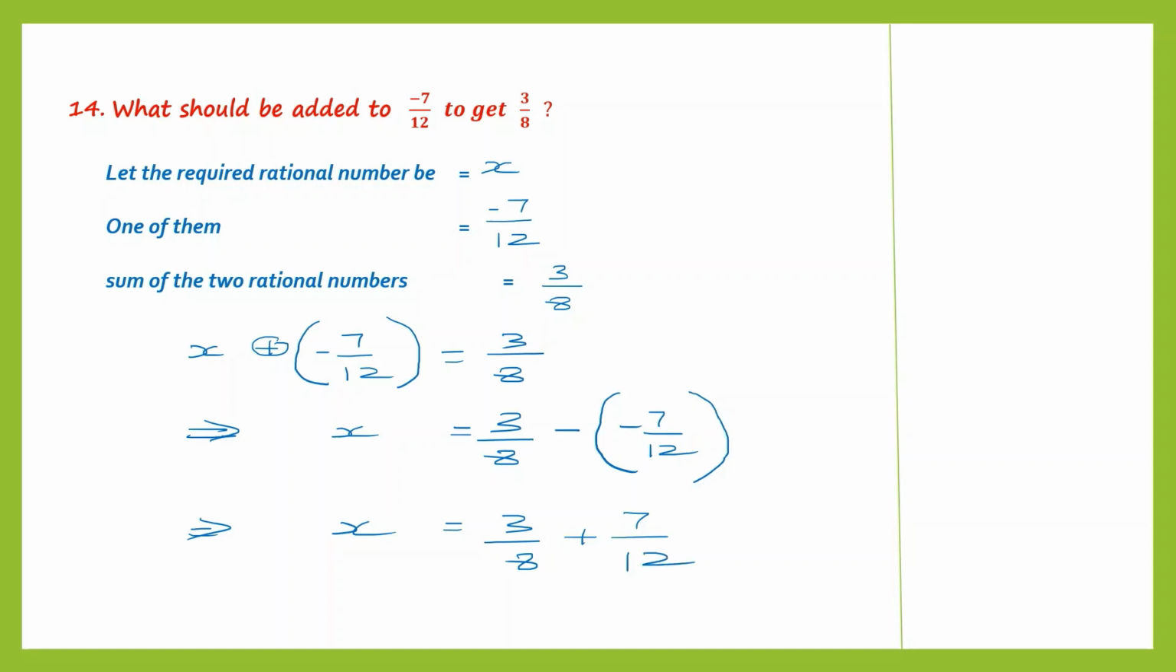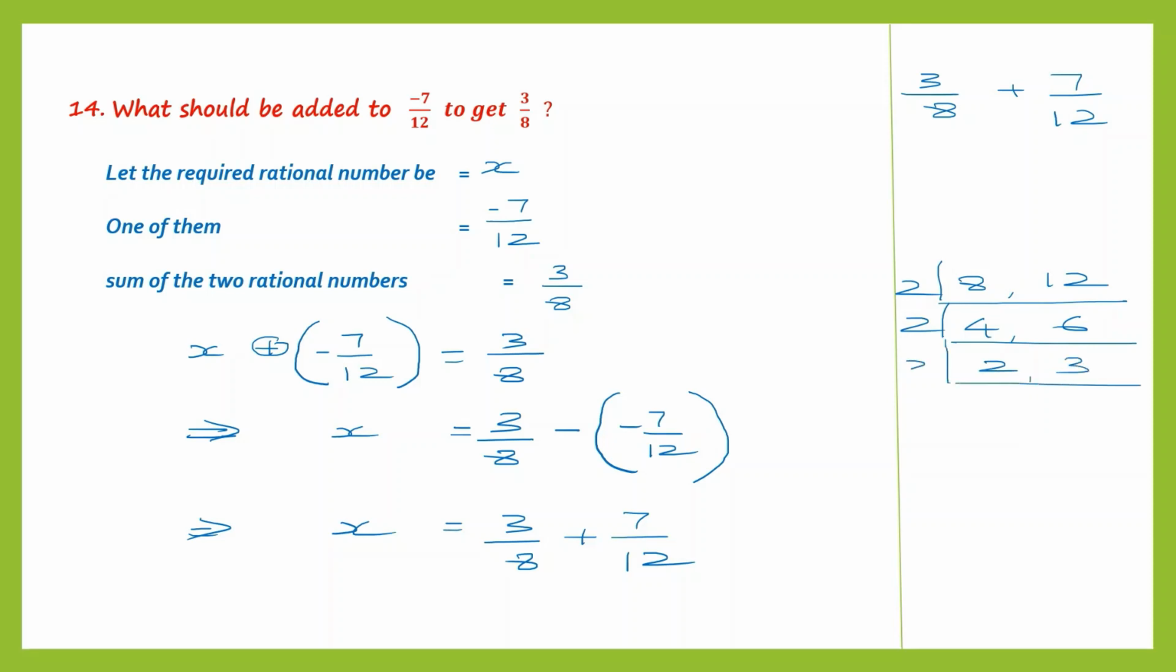So now let's work this out. 3 by 8 plus 7 by 12. That means we have to find the LCM of 8 and 12. So let's do that. 8 and 12, let's find the LCM. We're going to divide with 2. 2 4s are 8, 2 6s are 12. Continue with 2. 2 2s are 4, 2 3s are 6. Again, we can continue with 2. 2 1s are 2, we bring down 3.